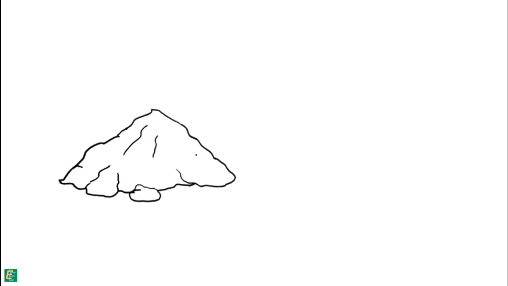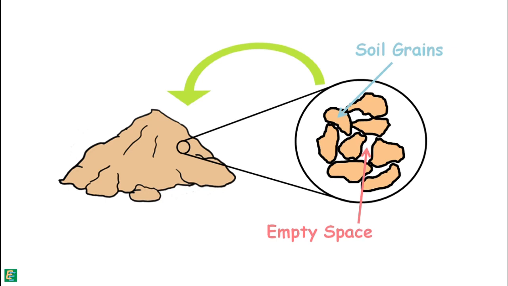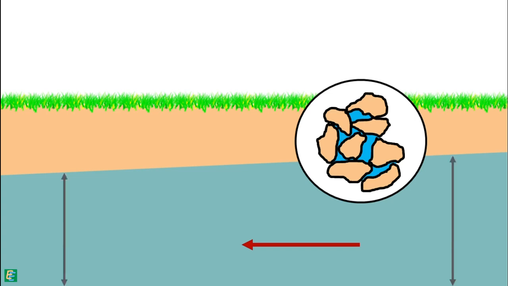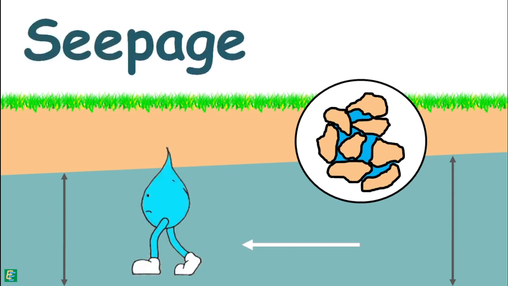A soil mass is the huge collection of soil particles we call soil grains. These soil grains, when depositing in a soil mass, enclose empty space between them, which we call voids. The water available under the ground moves inside the soil through these voids from the region of high hydraulic head to the low hydraulic head. This phenomenon of flow of water, movement of water through the soil, is called seepage.